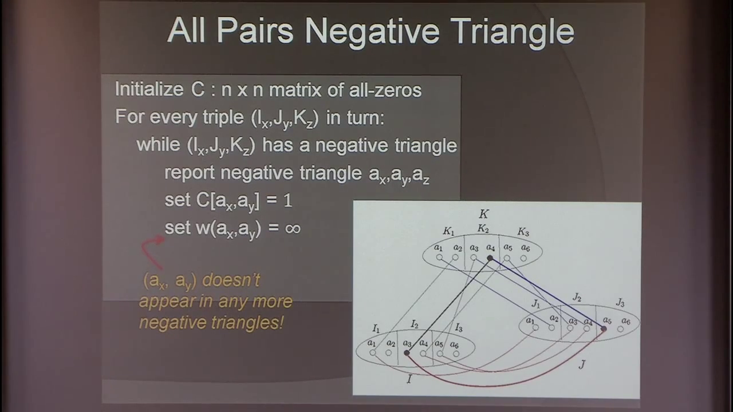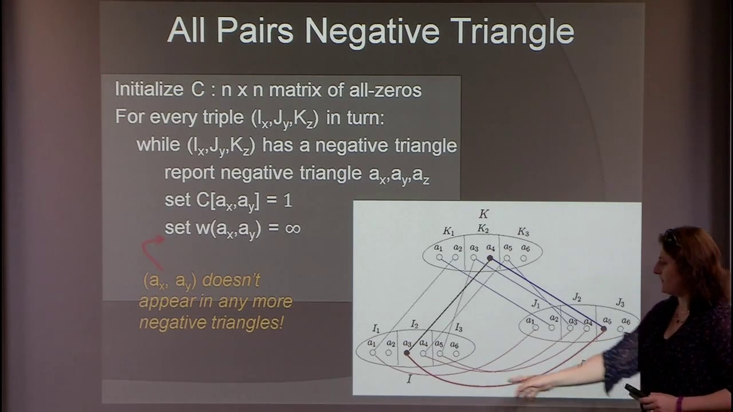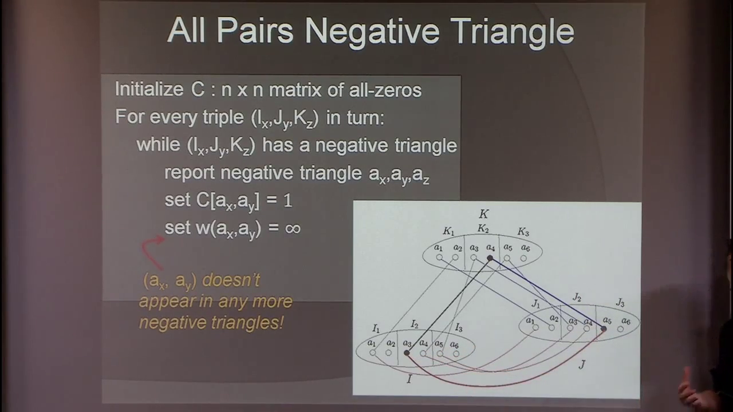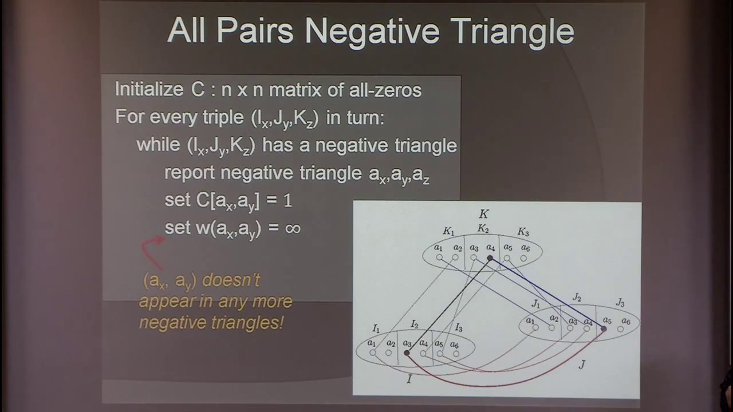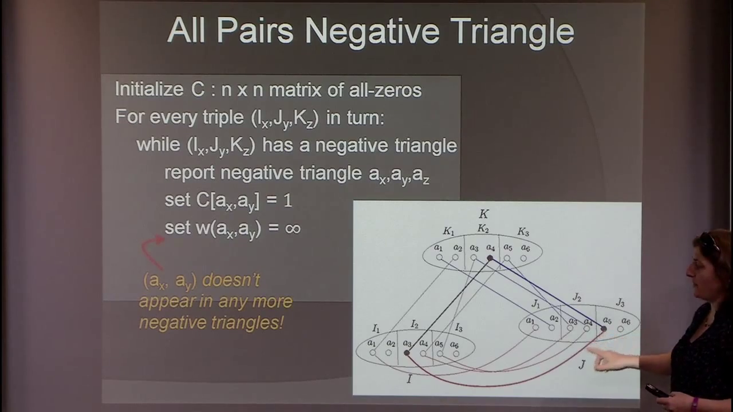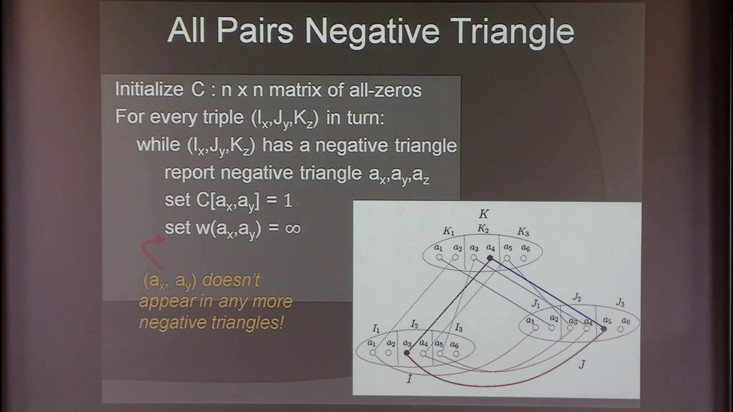Because, well, the moment we learn that this edge is in a negative triangle, we can just remove it. This is what effectively we do. When we set it to infinity, this edge will no longer be reported, ever, through the algorithm. So we remove it from the entire graph, in particular from all the pieces that we call the algorithm on. And so the number of times we ever return a negative triangle is at most n squared.